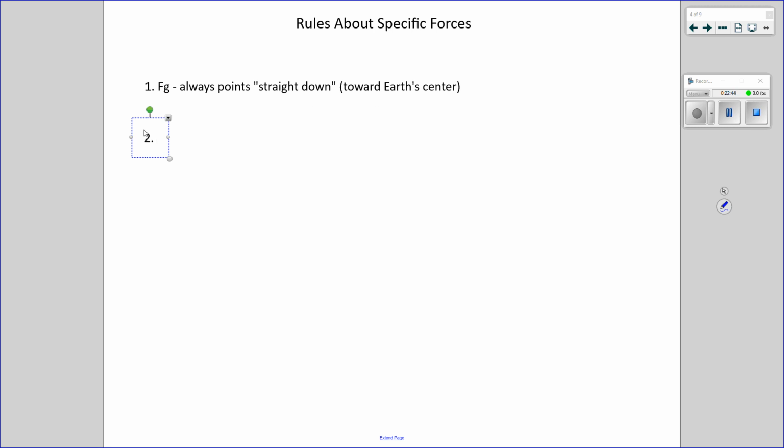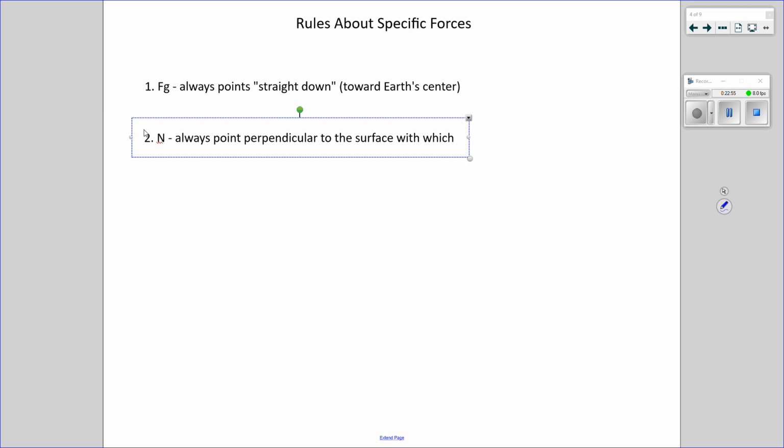Two, W-A-N. Normal forces always point perpendicular to the surface with which an object is in contact. Perpendicular.